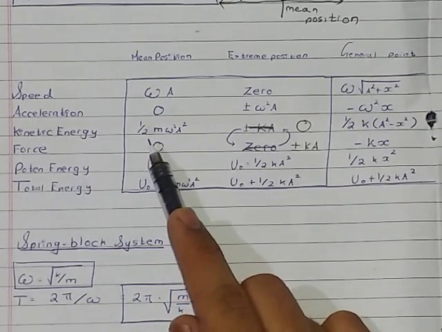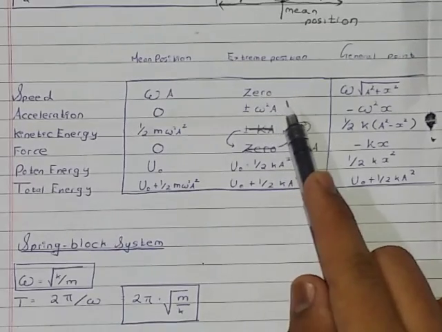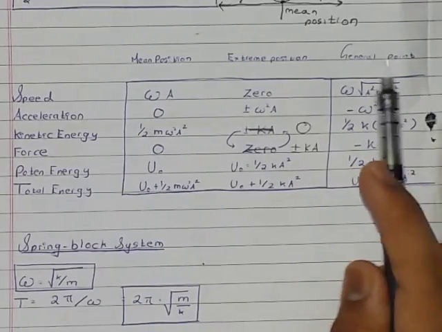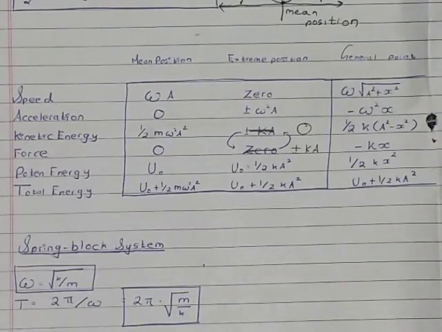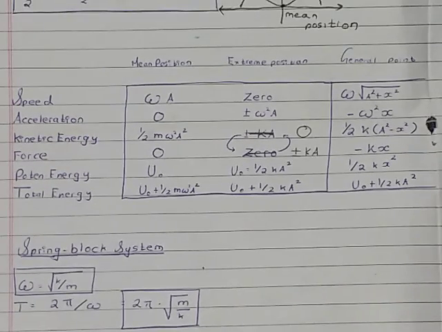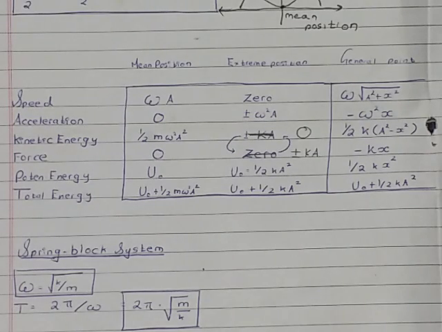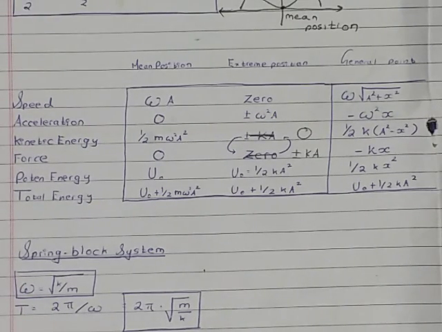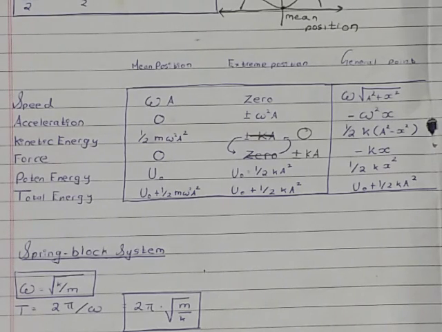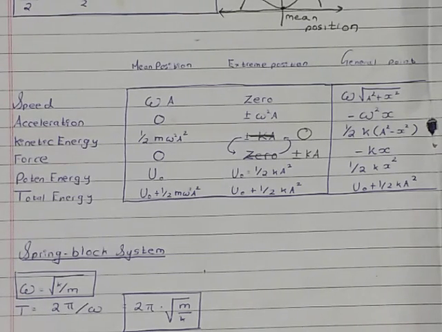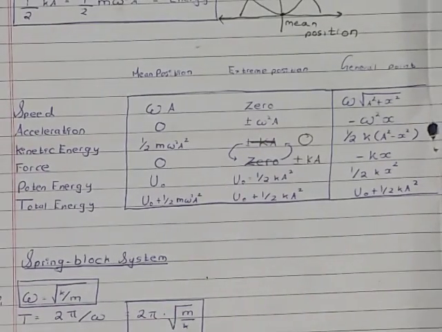Kinetic energy at mean position is half m omega square a square, and at extreme position of course it is 0. So half k times a square minus x square is the kinetic energy. For force, at mean position force is 0. At extreme position force is plus or minus Ka, and at any general point force is minus Kx. As we told on the back page, force is directly proportional to negative displacement.